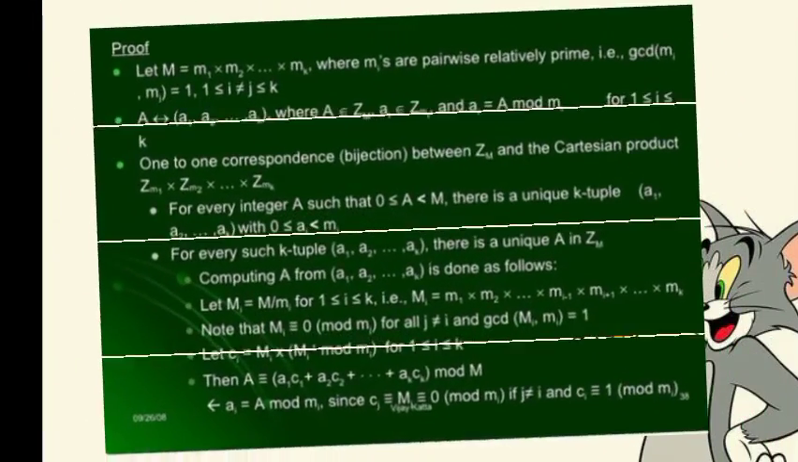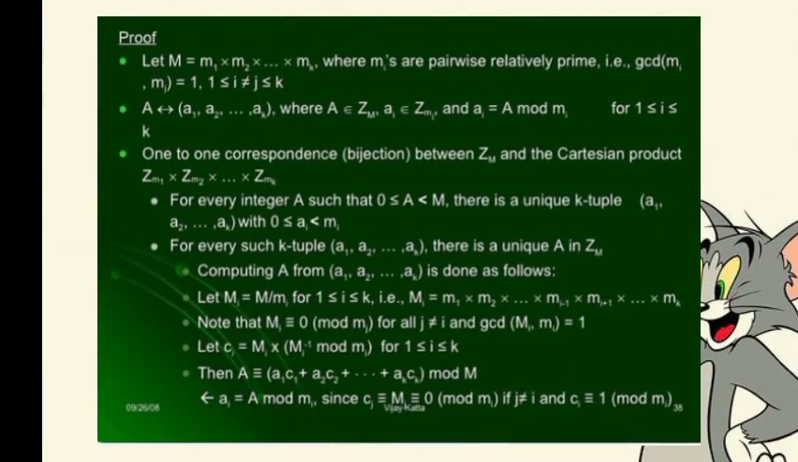So, I'll be presenting the proof of the Chinese remainder theorem. That's the proof of the Chinese remainder theorem. It is important for us to understand and know that proof because it helps us in solving problems with regard to the Chinese remainder theorem.